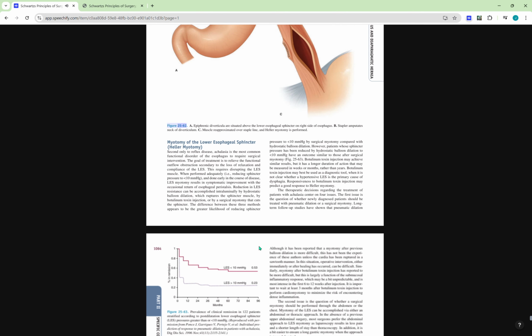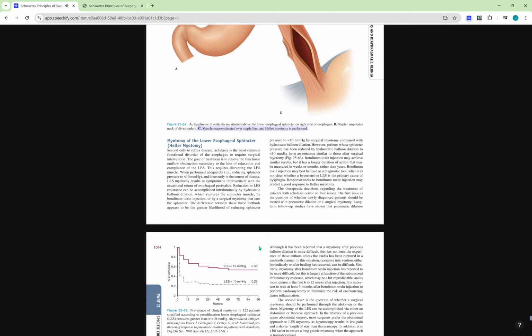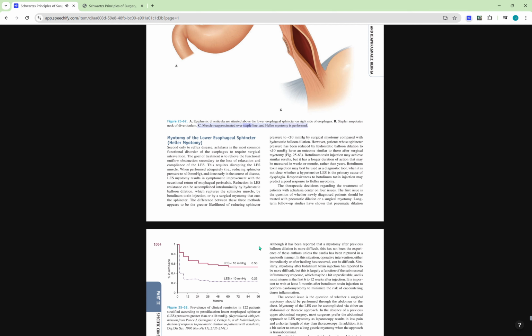Figure 25-62. A. Epiphrenic diverticula are situated above the lower esophageal sphincter on the right side of the esophagus. B. Stapler amputates neck of diverticulum. C. Muscle reapproximated over staple line and Heller myotomy is performed.